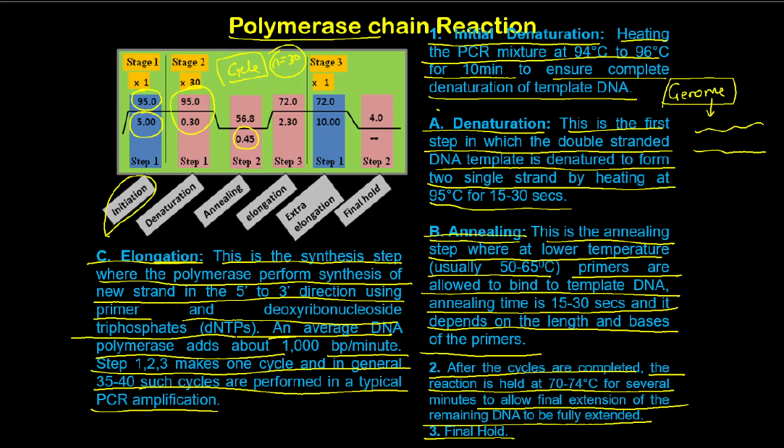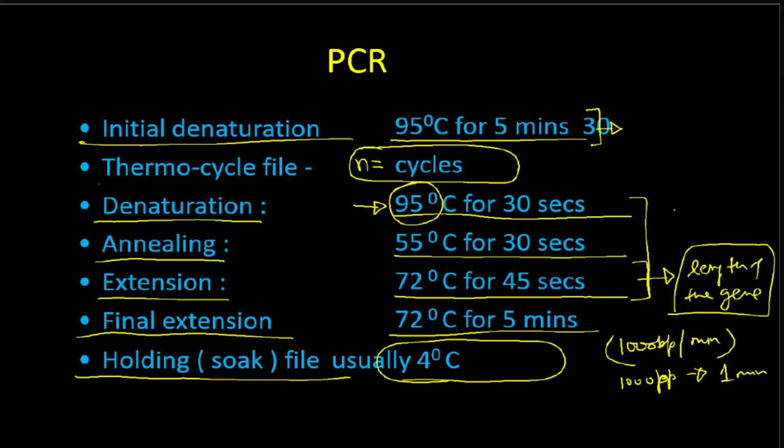So an average DNA polymerase adds about 1000 base pairs per minute. Steps 1 to 3 make one cycle, and in general 35 to 40 such cycles are performed depending upon the amount of raw material you have given, and obviously this is something you need to standardize. Sometimes a low amplifying gene is there, so for that you need to increase the number of cycles. Otherwise generally 35 to 40 is the preferred range of cycles when doing PCR.